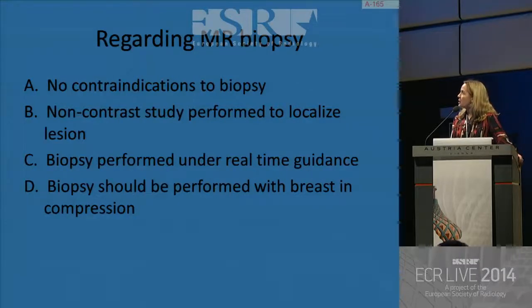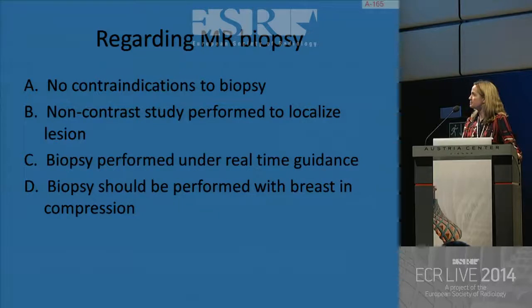So here's another question. Regarding MR biopsy, what is the correct answer? Is it A, there are no contraindications to biopsy? B, non-contrast study is performed to localize the lesion? C, biopsy is performed under real-time guidance? And D, biopsy should be performed with the breast in compression. Okay, please vote. Can I have the answers, please?